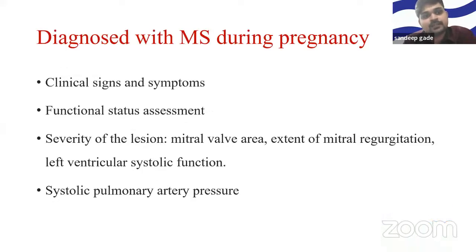Coming to the second scenario, where a pregnant woman has been diagnosed with mitral stenosis during her pregnancy, in such cases we have to assess the female with respect to clinical signs and symptoms, assess the functional status of the patient, and assess the severity of the lesion with the help of 2D echocardiography, where we look for the mitral valve area, the extent of mitral regurgitation if present, the left ventricular systolic functions, and the systolic pulmonary artery pressures.